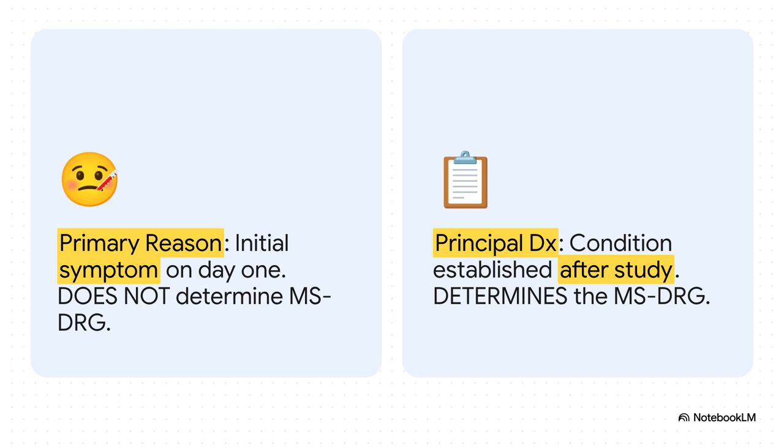But listen, to even get to those secondary multipliers, you absolutely have to nail the base category first. And this brilliantly highlights a huge trap for coders, confusing the primary reason for admission with the principal diagnosis. The primary reason is just the symptom on day 1, like say, chest pain, but the principal diagnosis, that's the condition established after study that actually caused the admission, like an acute myocardial infarction. If a coder just uses chest pain, the claim falls into completely the wrong payment bucket, drastically underpaying the hospital for the intensive cardiac care they actually provided.